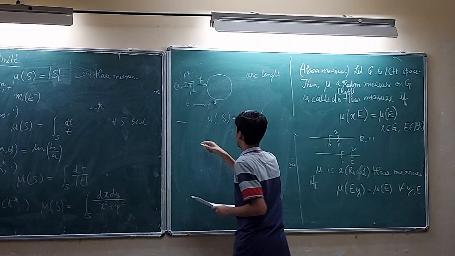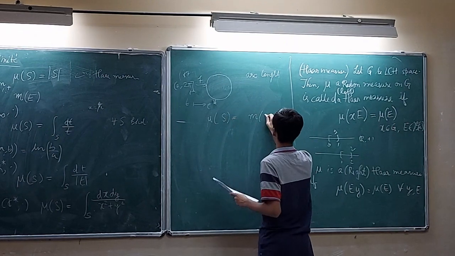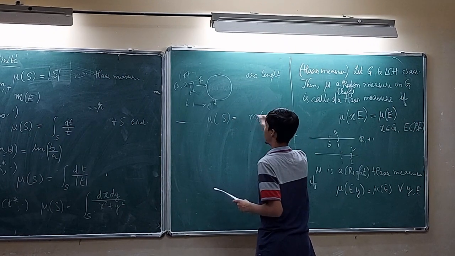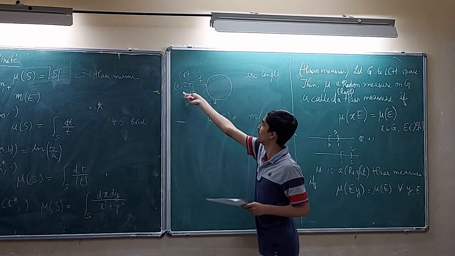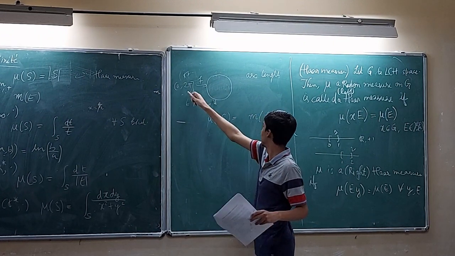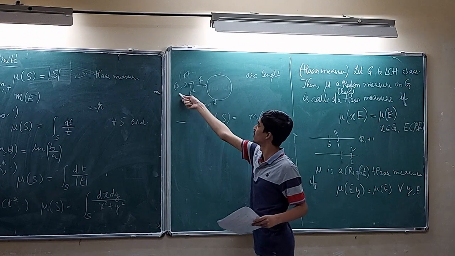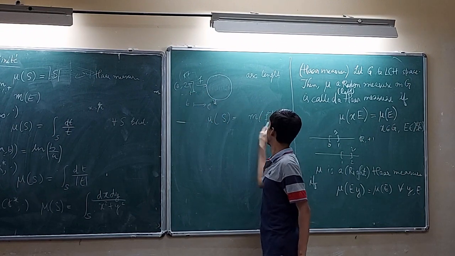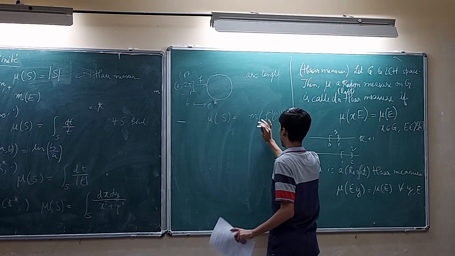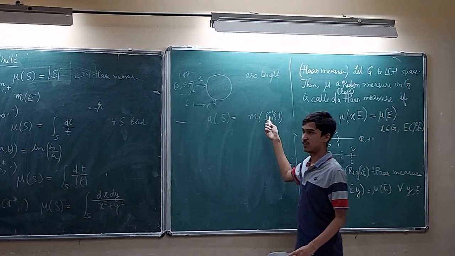M of f inverse of this. Since f is a continuous function, f inverse takes open sets here to open sets there. So this will be measured by taking the Lebesgue measure of that.